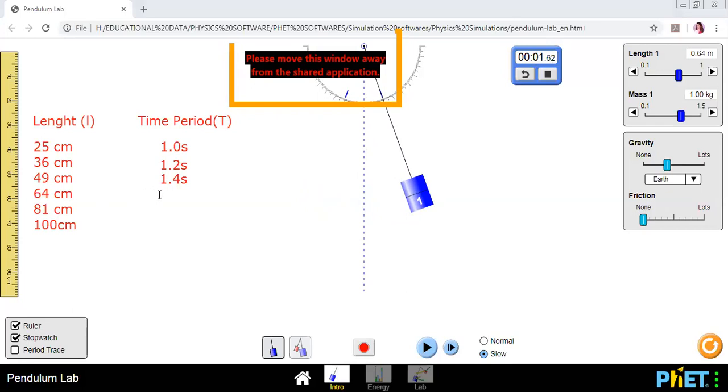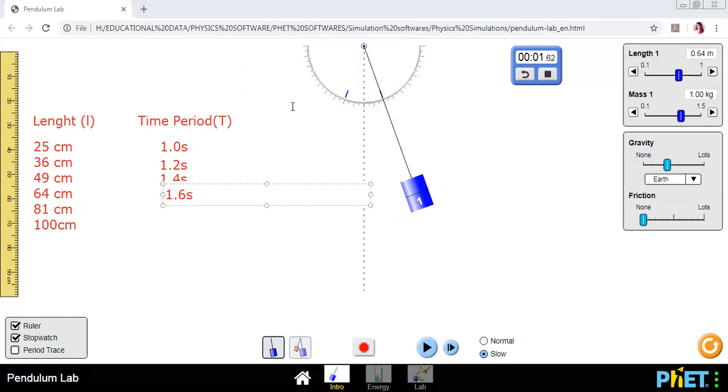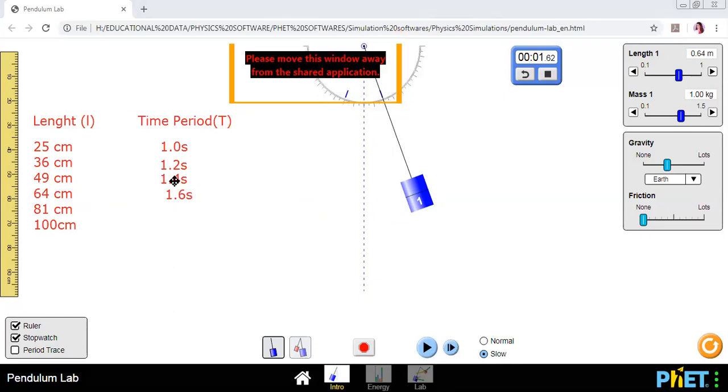So how much is the time period now? The time period is 1.6 seconds. Clear? How much is the time period? The time period is 1.6. This is my time period for 64 centimeters.